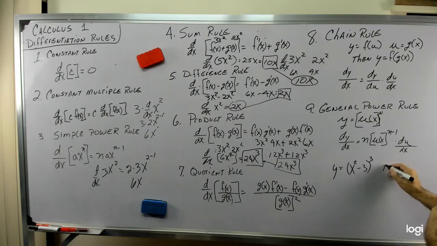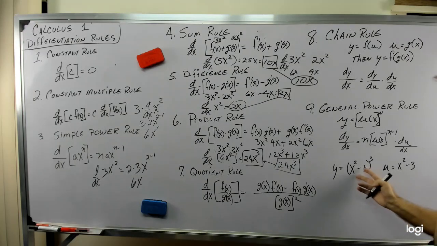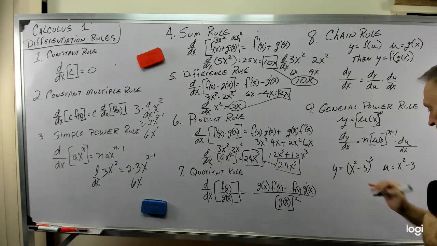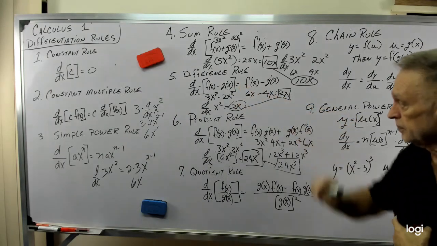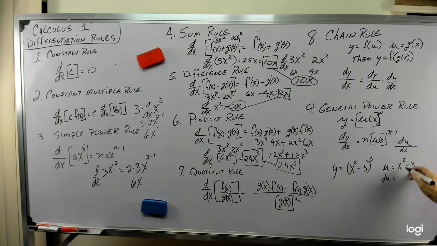All right, let's let u equal x to the second power minus 3. So I'm just looking at what's inside that parentheses. The derivative of u is, recall the rule where I can take the difference rule. Okay, so I can take 2 times x to the 2 minus 1. Derivative of a constant is 0, so I just have 2x. So du dx equals 2x.